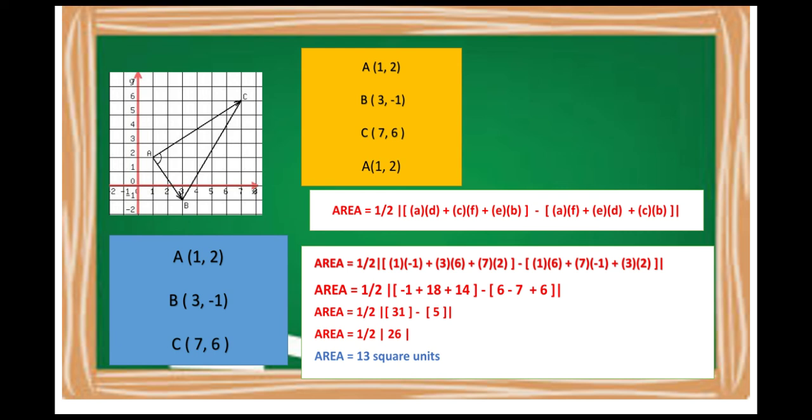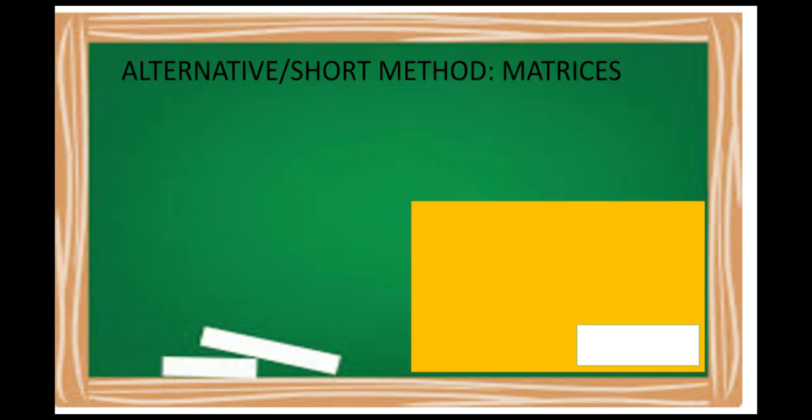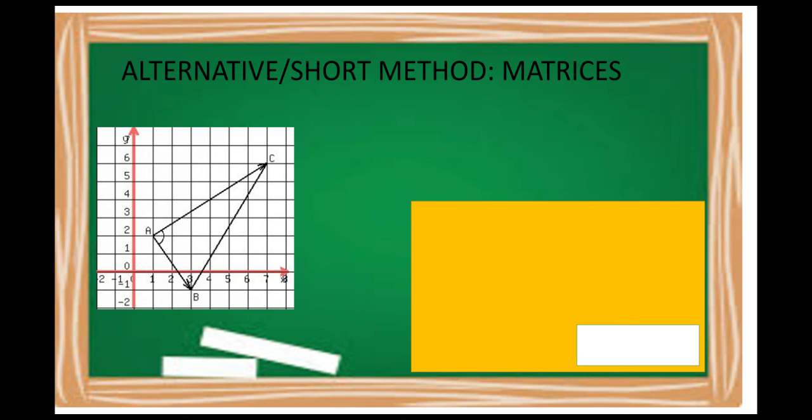But if you think that this method is still quite long, don't worry, because we also have another method, which is by using matrices. Again, we have the same given with the points A, B, C: A is (1, 2), B is (3, -1), C is (7, 6). So how do we find the area of this figure using matrices?